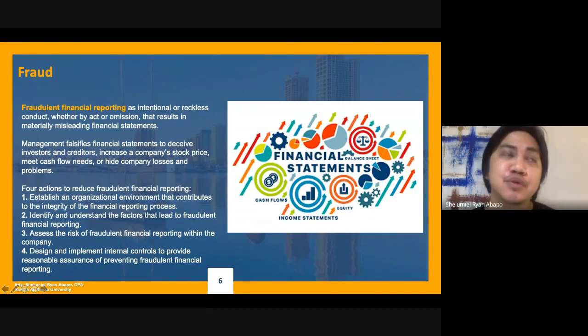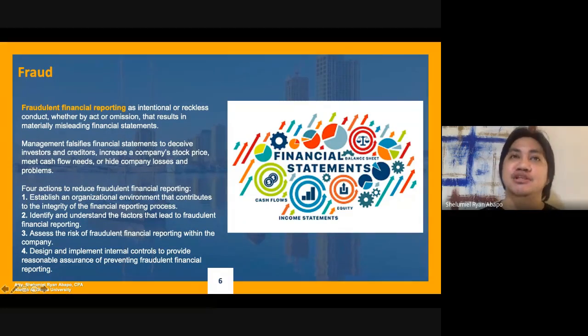And in order to reduce fraudulent financial reporting, there are 4 main actions that the management of the company would have to do. First is to establish an organizational environment that contributes to the integrity of the financial reporting process.